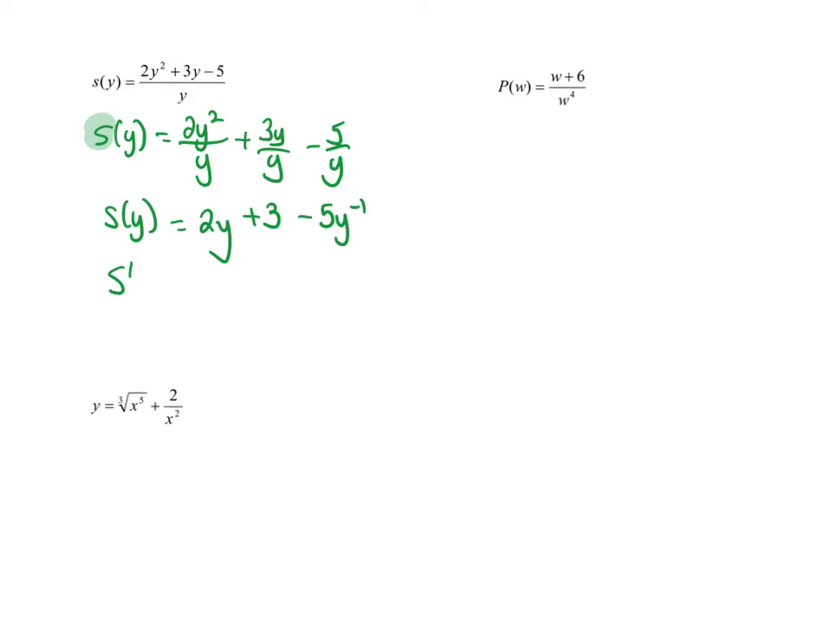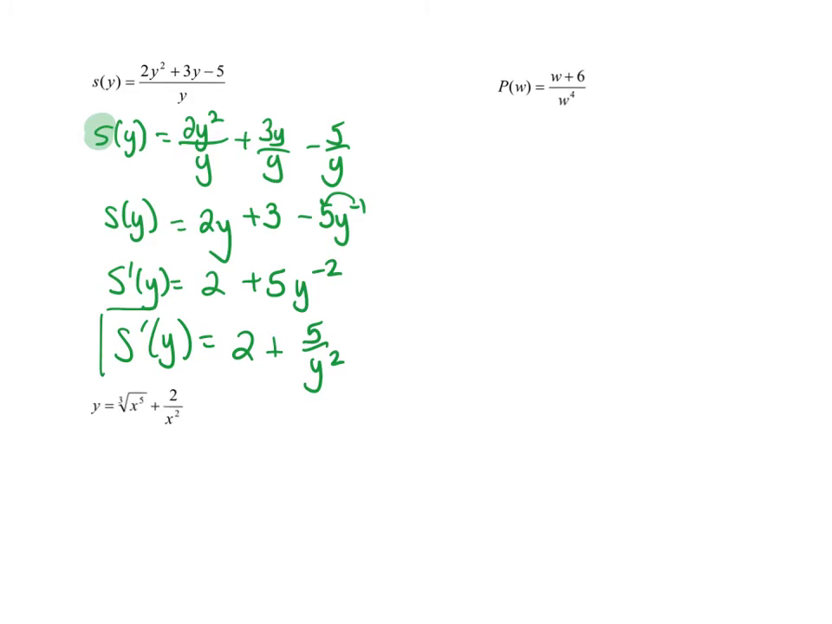So now s prime of y is going to equal 2, because the 1 goes and becomes 0. 3 goes away, and this will become plus 5, because I'm bringing the minus 1 down, y to the minus 2. And then if I want to rewrite it, I would write it as 2 plus 5 over y squared.